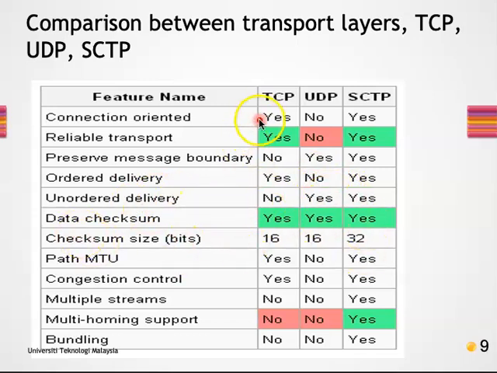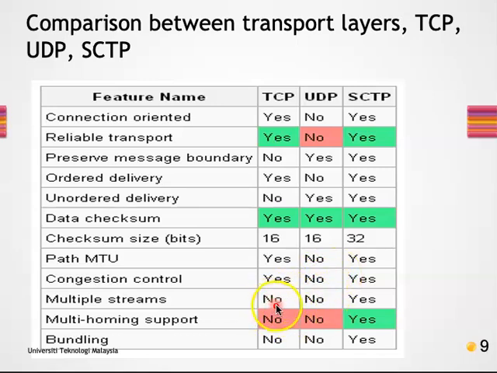All these three, TCP, UDP, and SCTP, provide data checksum, in terms of the number of bits. And for the path MTU, or maximum transfer unit, UDP does not have one. Congestion control also, UDP does not have one.